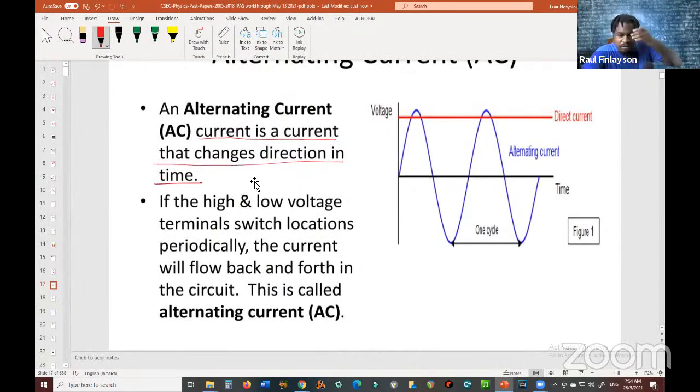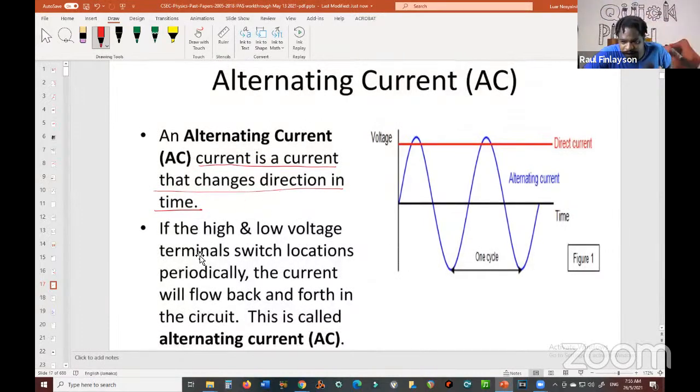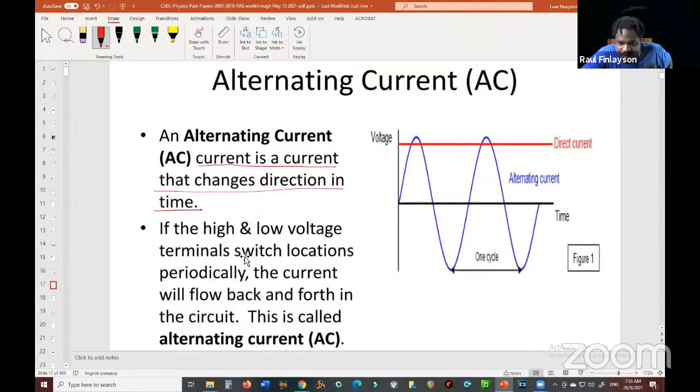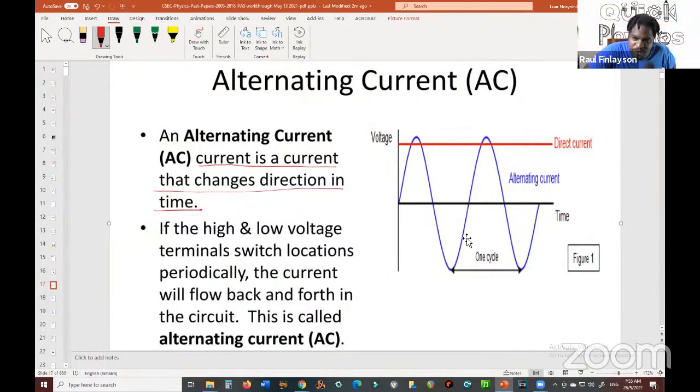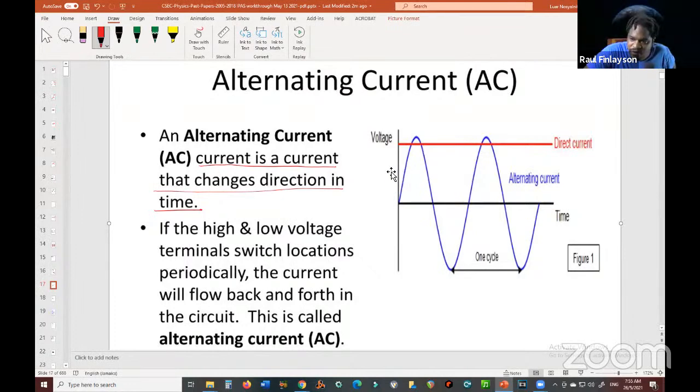Now, in this first slide I showed you, they said if the high and low voltage terminals switch locations periodically, the current will flow back and forth in the circuit. This is called AC current. The graph is shown here, the voltage versus time, and they're telling you the one cycle here. Again, when we did waves, to show you how the wave looks on a graph, it's the same type of wave that is used for AC current. All right. And so that's how it works.